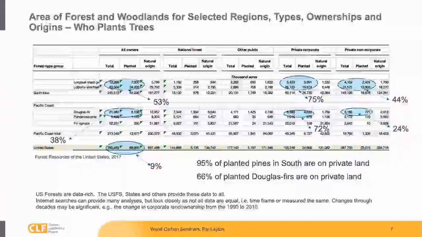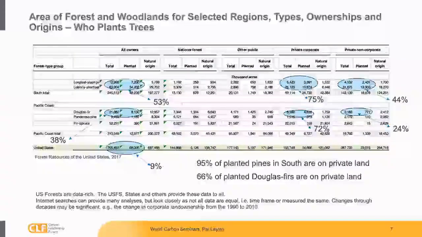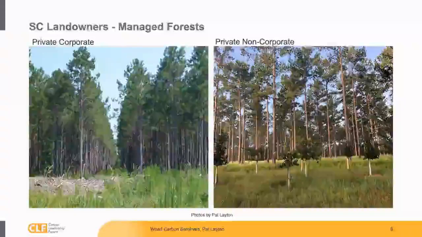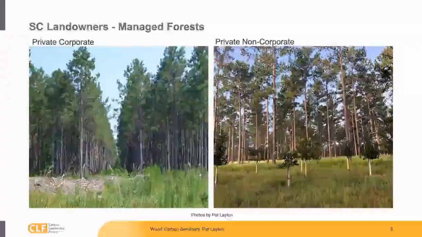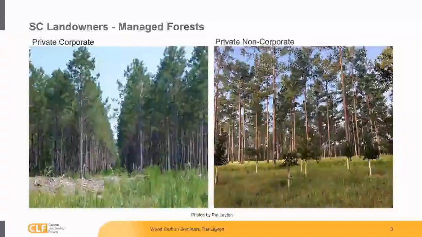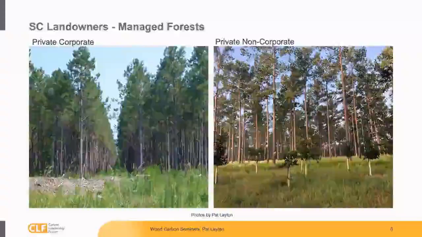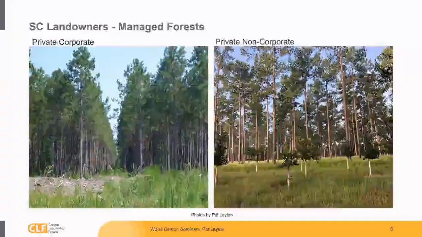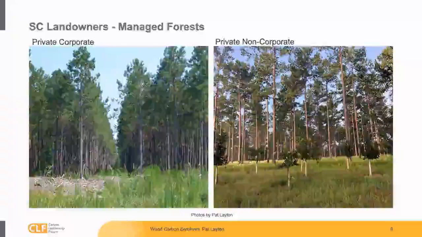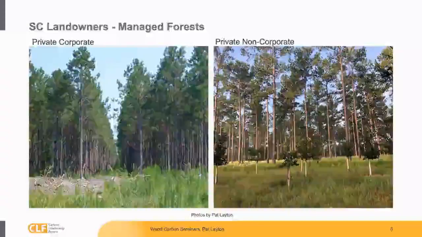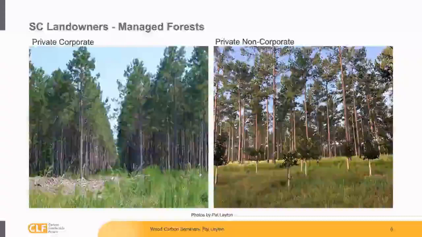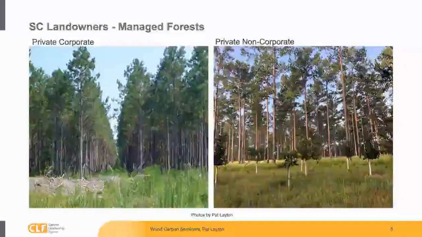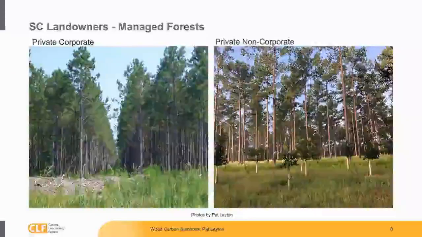Taking a look a little bit in the South, I wanted to just show you the differences between private corporate and private non-corporate. The one on the left is a timberland investment management group managing timber for investors. I'm not sure who the owners of this specific stand of trees are, but this is a stand of loblolly pine that was recently thinned, probably thinned the year before I took this picture.